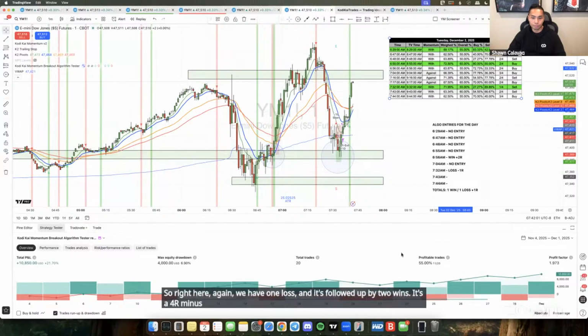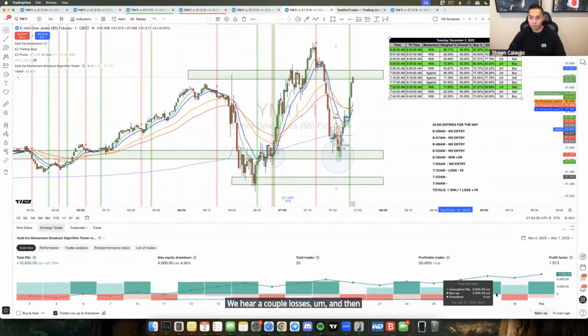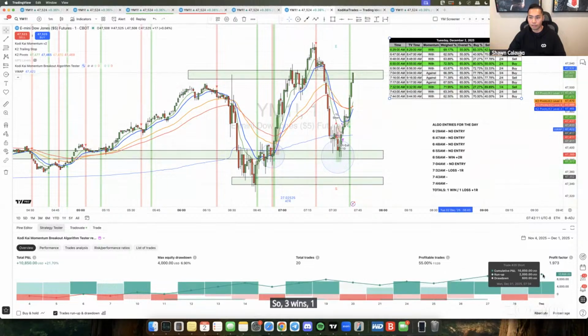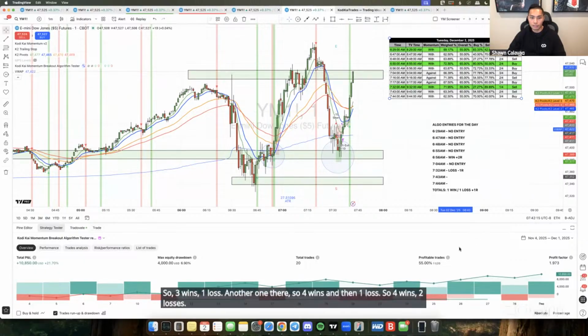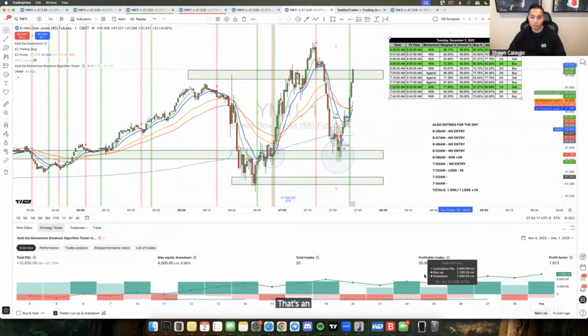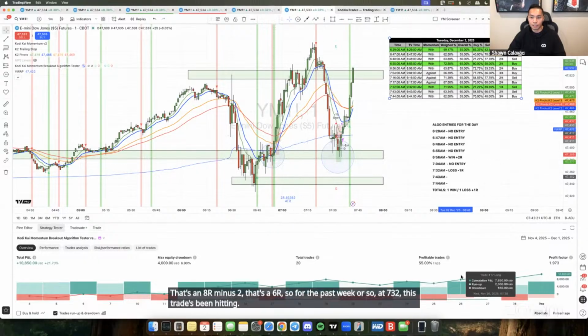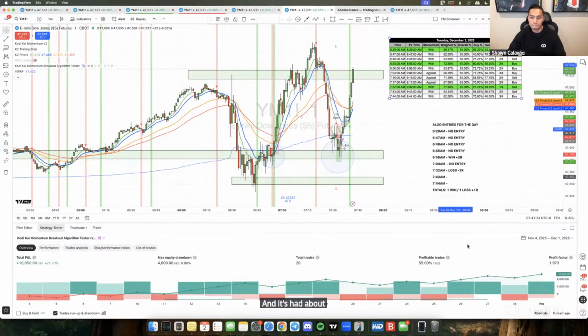That's 3R. Right here, a couple losses. And then right here, obviously, we had basically a win. So 3 wins, one loss, another win there. So 4 wins and then one loss. So 4 wins, 2 losses. That's an 8R minus two. That's a 6R. So for the past week or so at 732, this trade's been hitting and it's had about a 6R so far. So I mean it's good for the most part. This is a good entry.